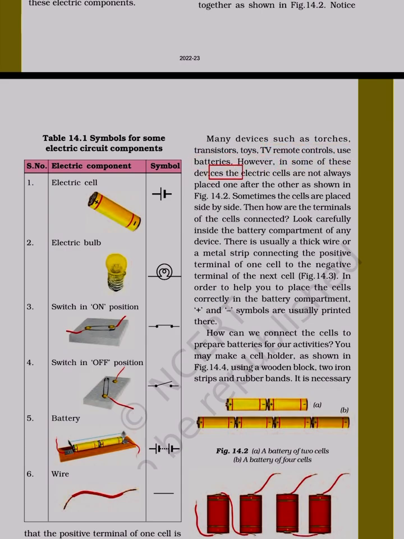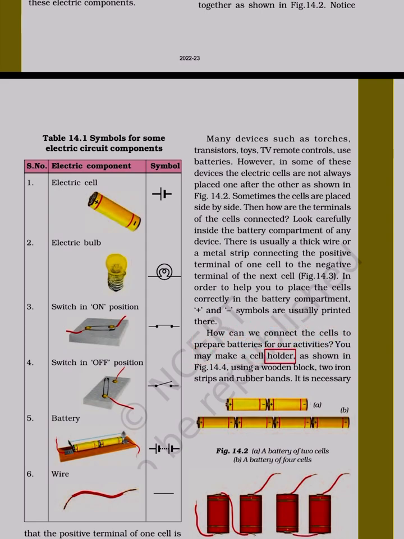However, in some of these devices the electric cells are not always placed one after the other as shown in Figure 14.2. Sometimes the cells are placed side by side. Then how are the terminals of the cells connected? Look carefully inside the battery compartment of any device. There is usually a thick wire or a metal strip connecting the positive terminal of one cell to the negative terminal of the next cell. Figure 14.3. In order to help you to place the cells correctly in the battery compartment, plus and minus symbols are usually printed there. How can we connect the cells to prepare batteries for our activities?